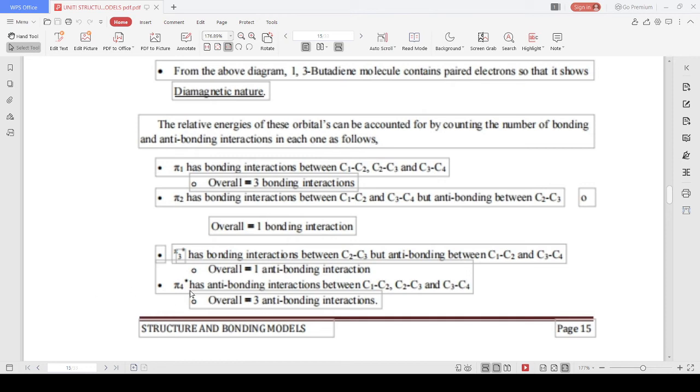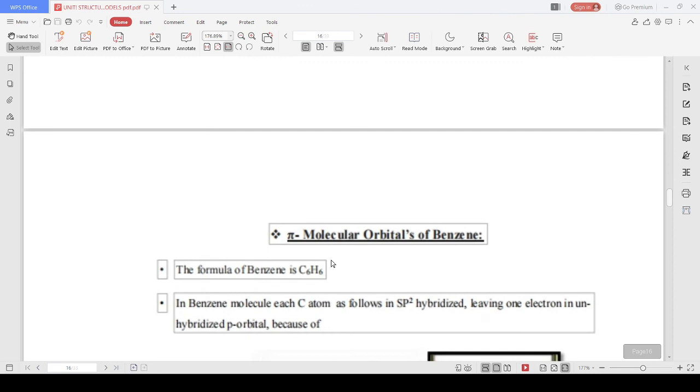Anti-bonding interaction. So pi star 4 has anti-bonding interaction between carbon 1 and carbon 2, carbon 2 and carbon 3, and carbon 3 and carbon 4. Overall, 3 anti-bonding interactions. So that is the bonding structure.